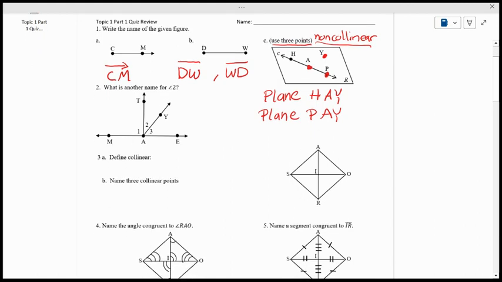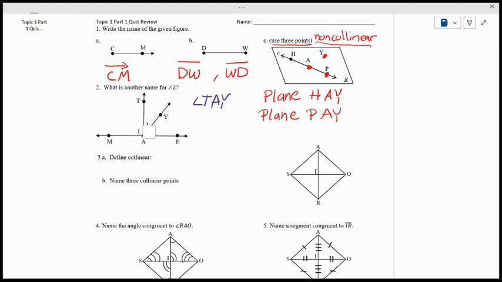Number 2, getting into some angles here. What is another name for angle 2? Angle 2 is right here, so it's asking me for that angle right there in the middle. Now what I do is I trace it to help me. If they want me to name it, they want me to name it using the letters. So I'm going to start at the top and go down. So I touched T, A, and then if I go the other way, I get Y. So it's angle TAY.